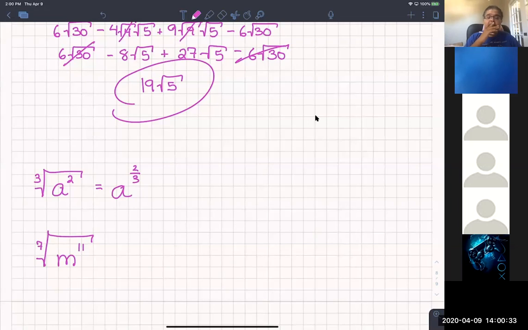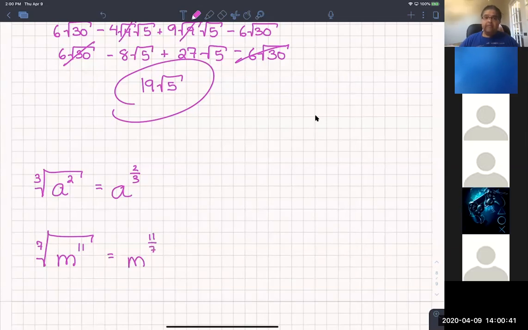Now, we also talked about how to simplify something like this. So remember, this is m to the 11/7. And I told you, in order to simplify, take this improper fraction. It's called improper because the numerator is larger than the denominator. Take the improper fraction and turn it into a mixed number.